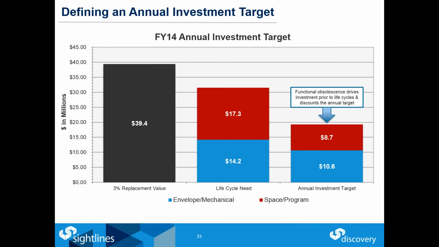There is the industry standard of 3% replacement value. You can go a little bit more fine grain and determine what a life cycle need is of renewable components. But ultimately, we recommend discounting that to account for functional obsolescence, and that is, you don't need to steward facilities that you know you are going to ultimately replace or do major renovation in. So your target should actually be lower than what we would call equilibrium.